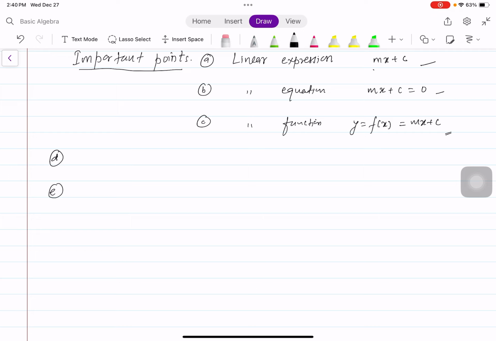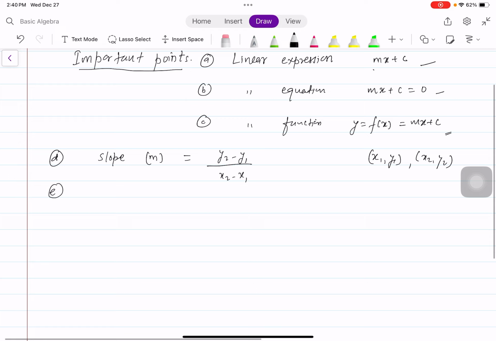So the slope of any line passing through these 2 points, x1 comma y1 and x2 comma y2, is always given by the difference in y coordinates over the difference in x coordinates. The order doesn't matter. The order only matters in that if you go from 2 to 1 on the top, you have to go 2 to 1 on the bottom also, and the other way around also doesn't matter if on both sides you are going the same direction.